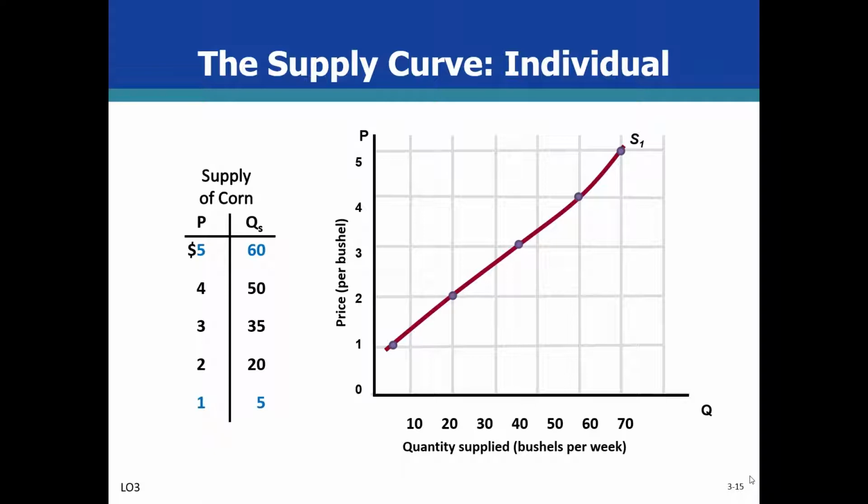Let's take a look at the supply of corn at the same price levels reviewed in our demand example. In this particular case, the individual supply of corn at $5 would be 60 bushels per week. And at $1, they'd only want to supply 5 bushels of corn. Adding up all the individual supply curves would generate the market supply at these price levels. Upward sloping, price goes up, more will be supplied.